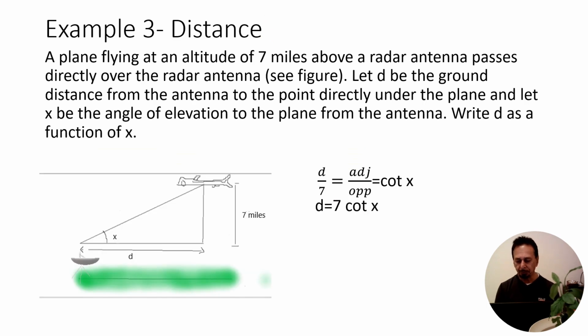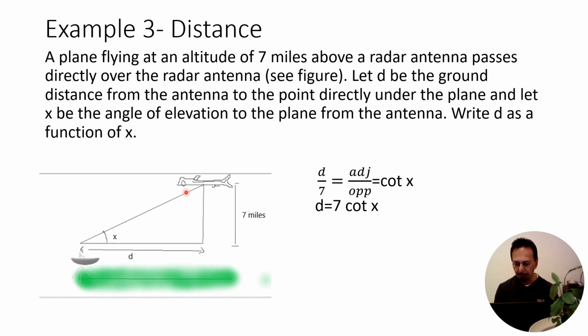Here is example 3. A plane flying at an altitude of 7 miles above a radar antenna passes directly over the radar. So here is the radar, and that's the plane flying over this one. Let d be the distance from the antenna to the point directly under the plane. So that's d. And let x be the angle of elevation to the plane. So this line makes an angle of elevation x with this horizontal d.